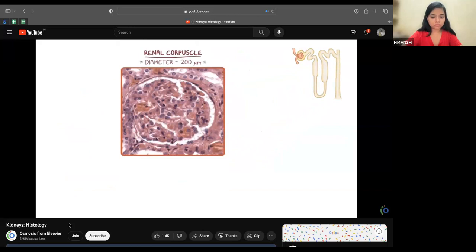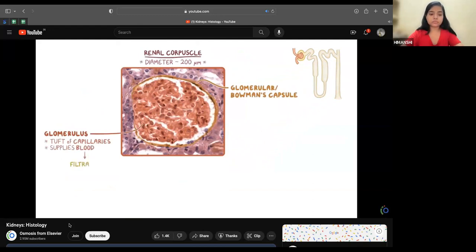about 200 micrometers. The corpuscle consists of the glomerulus as well as the surrounding double-layered epithelial capsule called the glomerular or Bowman's capsule. The glomerulus is a bundle or tuft of capillaries that supplies the blood that's filtered to become a fluid called the glomerular filtrate or ultrafiltrate, which typically contains no blood cells or large proteins. The ultrafiltrate initially drains into the capsular or Bowman's space, which is actually the space in between the two layers that make up Bowman's capsule.